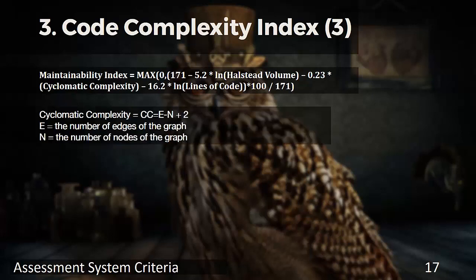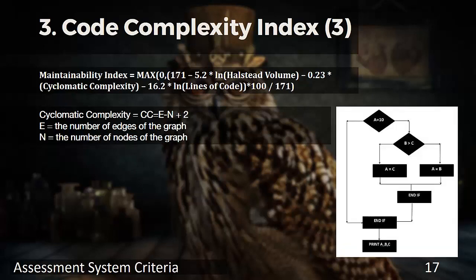The cyclomatic complexity, below you can find the formula, is based on the number of decisions in a program. The control flow shows 7 nodes, shapes, and 8 edges, lines. Then using the formula, the cyclomatic complexity is 8 minus 7 plus 2 equals 3.